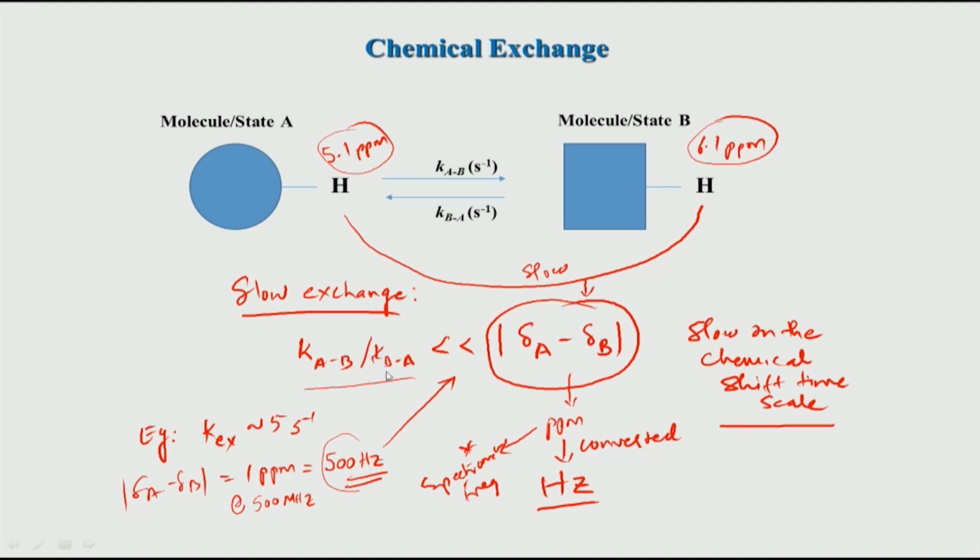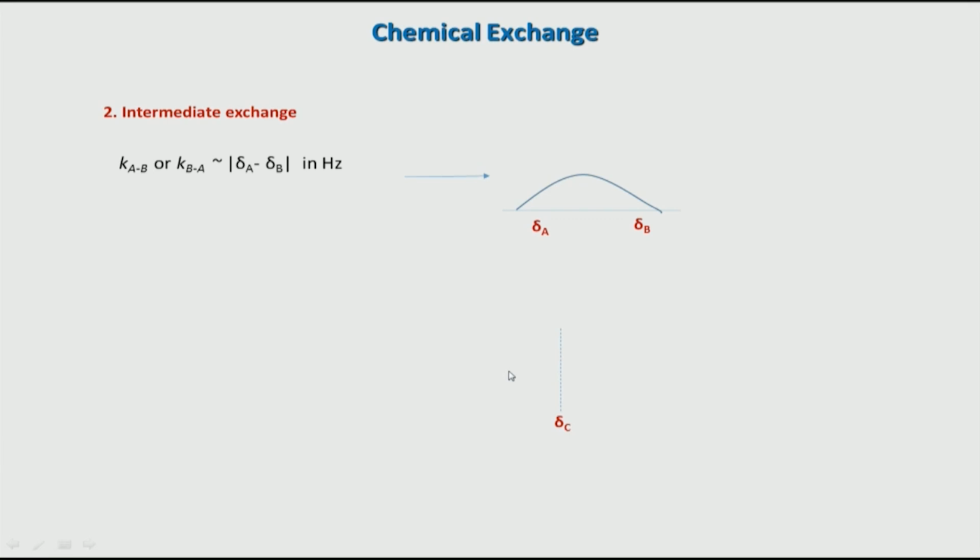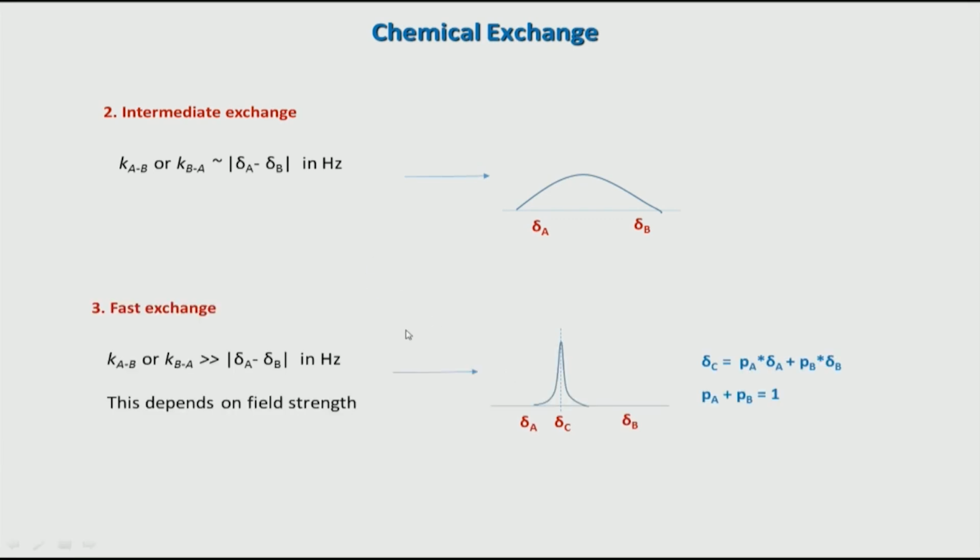Therefore, we have to consider that as a different type of exchange, called intermediate exchange. Intermediate exchange is a scenario where the exchange rate comes very close to the difference in the chemical shift, which is calculated in hertz. And if you go further, suppose the exchange is very fast compared to the difference in hertz, then that is called a fast exchange.